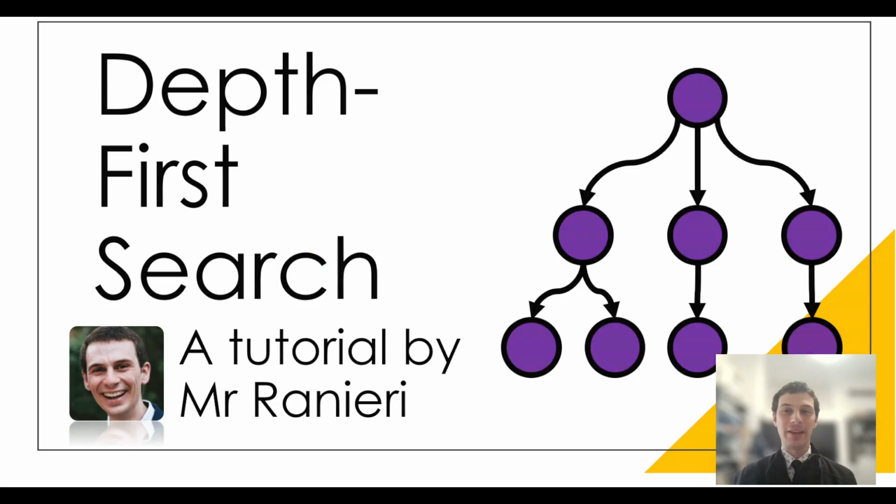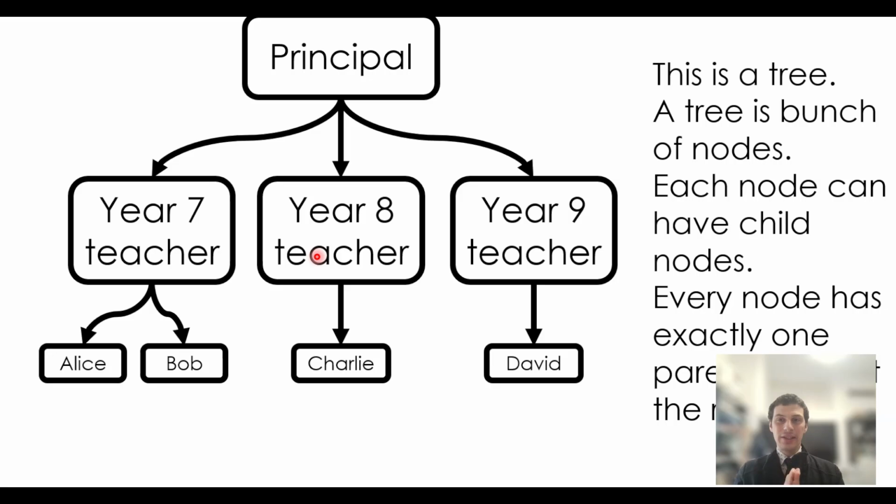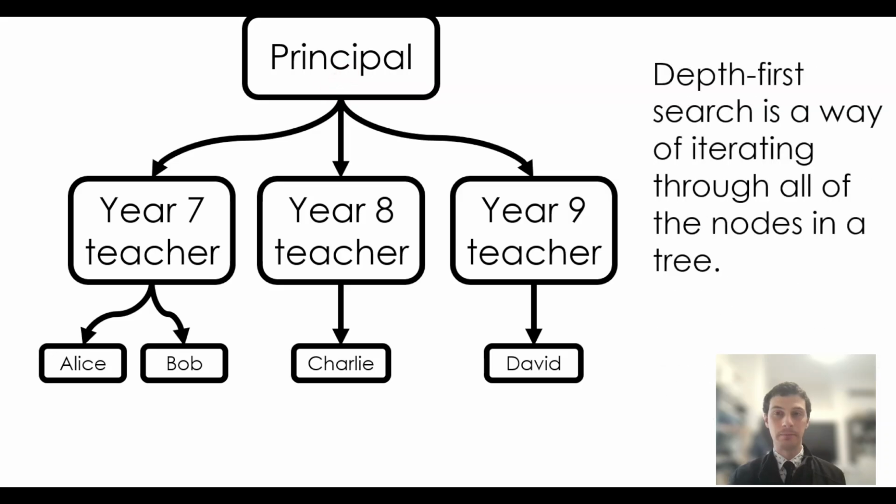Alright, so this is a tree as a reminder. A tree is a bunch of nodes. There's a node, there's a node, there's a node, there's a node, there's a node. Each node can have child nodes. For example, principal has 1, 2, 3 child nodes. And every node has exactly one parent, except the root node. So the parent of this node is Year 8 teacher. The parent of this node is principal.